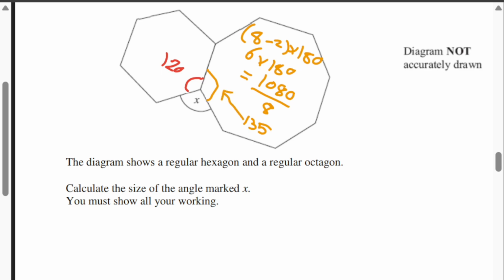We almost finished. Now to find x, have you noticed? These 3 angles meet about this point. So they add up to 360. So now to find x, I'll just do 360 minus, add these two. 120 plus 135 is 255. So 360 minus 255 gives you 105. And that's it.